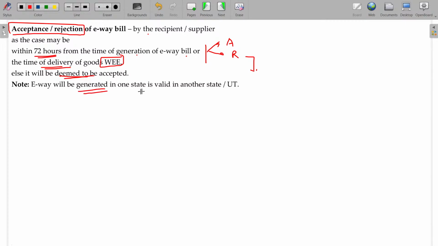An e-way bill generated in one state is valid in another state also. You need not generate the e-way bill for every state separately.